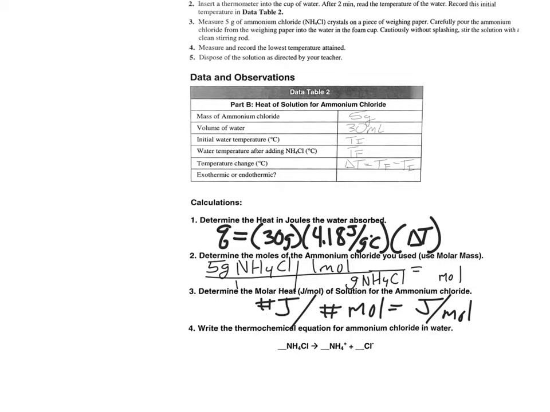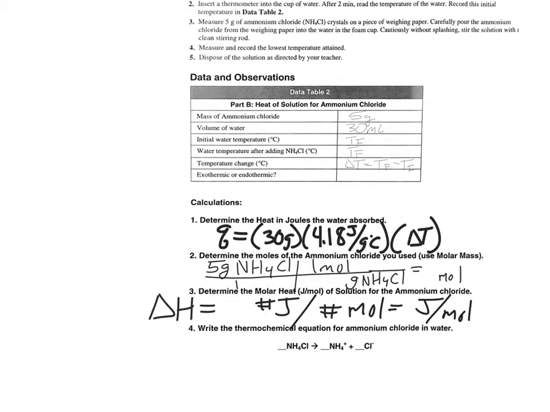So for number 3, if you take your answer from number 1, the joules absorbed, divided by number 2, the moles you used of ammonium chloride, you'll get an answer of joules per mole, or the molar heat of the solution, which is also what we've been studying and calling delta H.